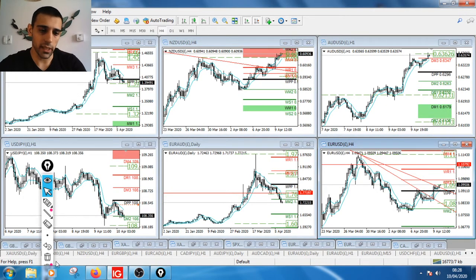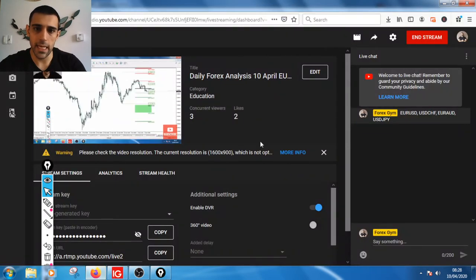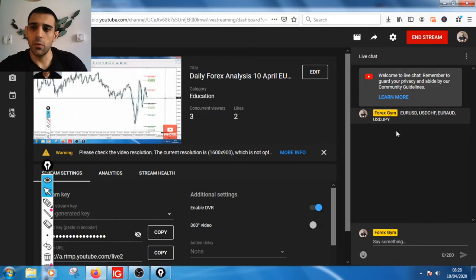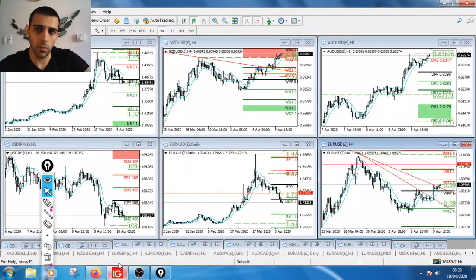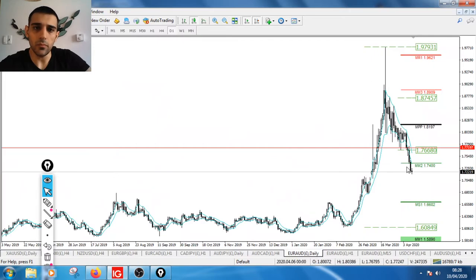So this was the second, and we're going to move to the next currency, which is euro against Australian dollar. Euro against Aussie. This one is having a nice move towards the downside. This is a daily time frame, so the price is going down. So we want to position.